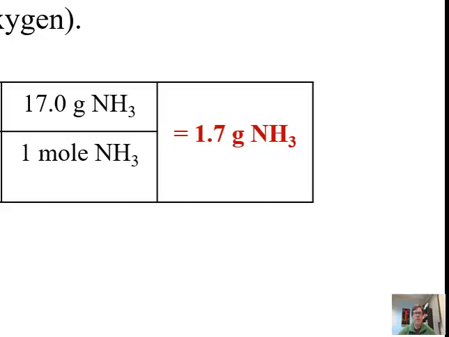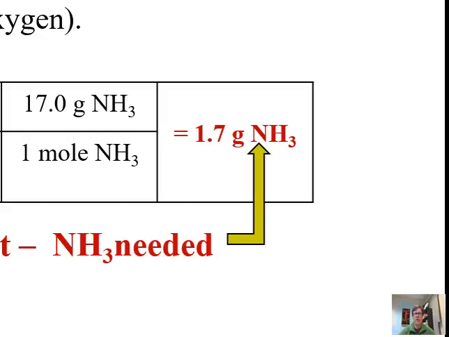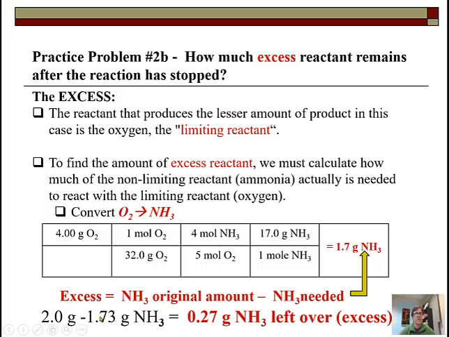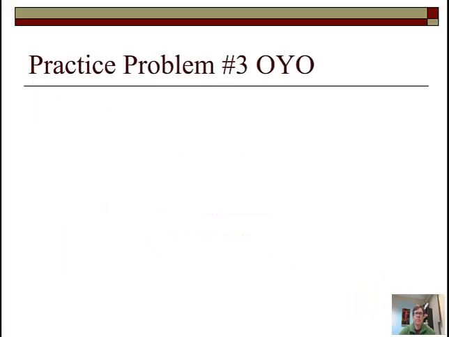Well, from the problem, it says I started with 2 grams of NH3. I need 1.73 grams. So the amount of NH3 left over is just the difference between these, which is 0.27 grams NH3 left over. Okay, so we had to do a total of 3 stoich problems here and a subtraction problem to do this. Let's look at another problem.